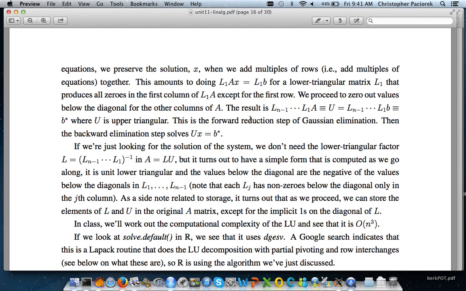Okay, so what else do I want to say about the LU? Once we've done this, we've gone from A to U, and we now have Ux equals B star, I'll call it, because the B vector has been transformed. So now if I want to find X, all I need to do is solve my upper triangular system. We already did that, so we know how to do that, and we also know how many calculations it will take.